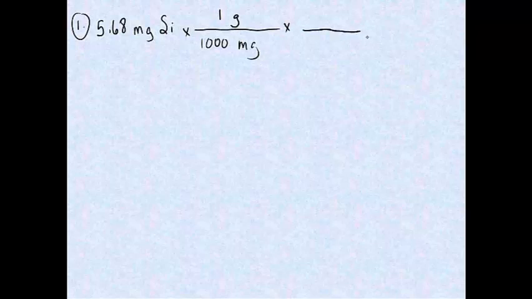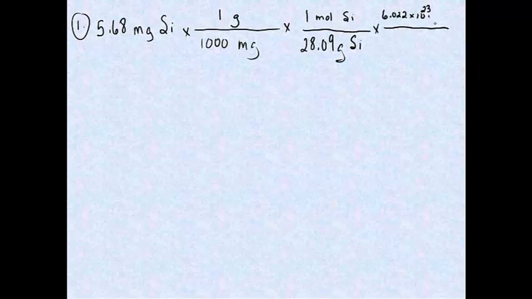5.68 milligrams of elemental silicon. Convert it, unit conversions for the metric system, to grams first because molar mass is in grams, not milligrams. From the periodic table, 1 mole of elemental silicon will be 28.09 grams. And my last ratio will be Avogadro's number, if I can squeeze it in. Going to write really small. Atoms, because it's an element, is 1 mole.